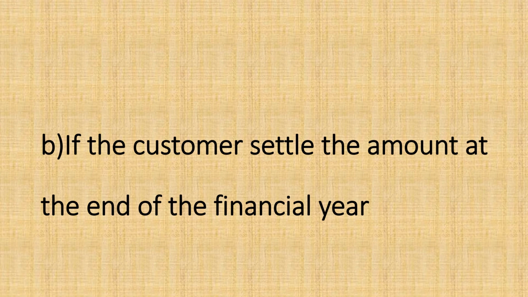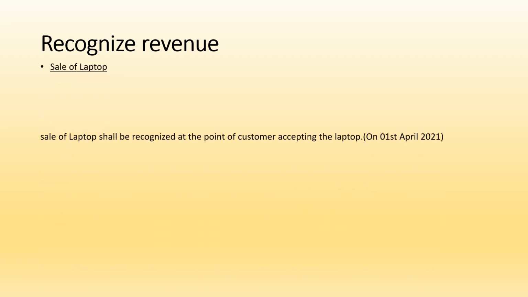Now let's see how we are going to pass the journal entries if the customer settled the amount at the end of the financial year. Even though the customer settled the money at the year end, sale of laptop should be recognized at the point of the customer accepting the laptop. That is, on 1st of April 2021, we should record the sales revenue from the laptop. Therefore, we have to debit the customer by 89,552 and we are going to credit the revenue account by the same amount.